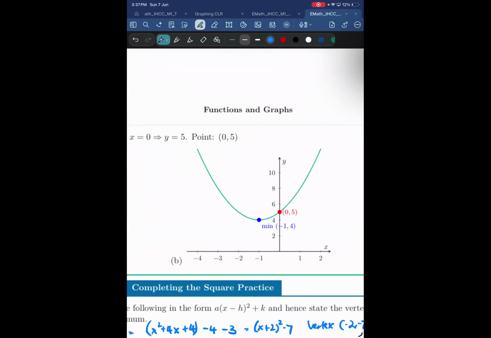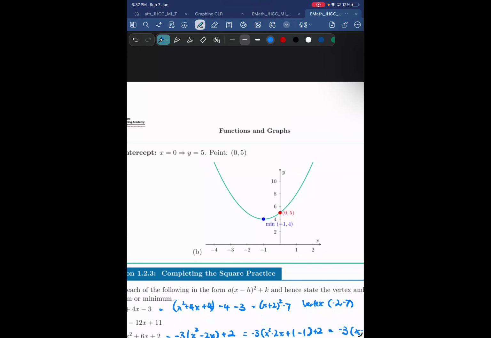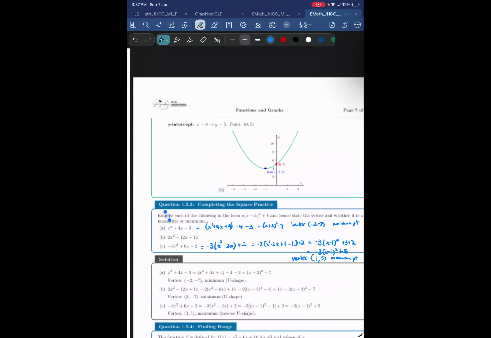Really, for this part of the topic about sketching graphs, once you can complete the square and find the x and y-intercepts, then you're basically done already. Any questions?